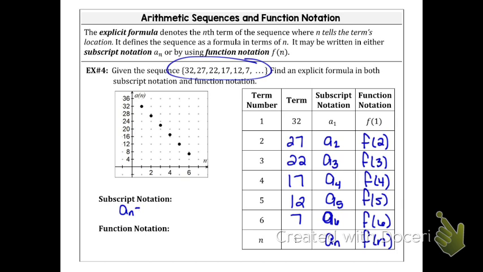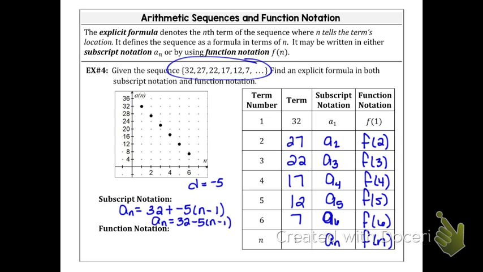So I know a sub n equals my a sub 1, which is 32, plus the difference. What was our difference? We didn't actually say what it was. Our difference is we're subtracting 5. So negative 5 times n minus, and 32 is our first term, so minus 1. All right, so a sub n equals 32 minus 5 times n minus 1.